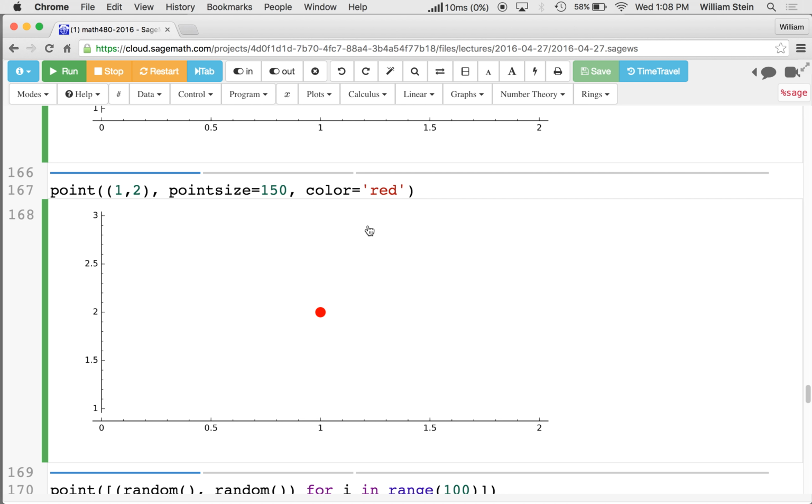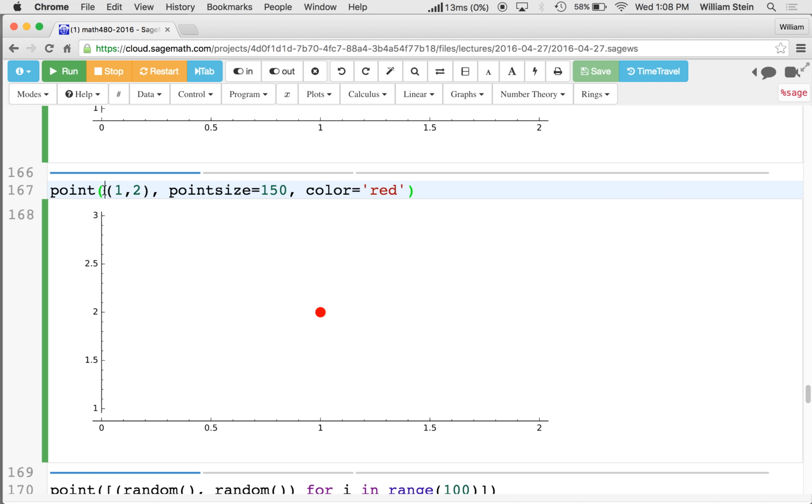Yes? How much does the order of parameters to these plotting functions matter? Any of the named ones where you explicitly say point size equals or color equals, these are explicitly named arguments, you can put them in absolutely any order you want. The positional arguments where you don't explicitly say something equals something else, the order is critical. It has to be the way it's given. Okay? And that's just a general statement about Python, not plotting.